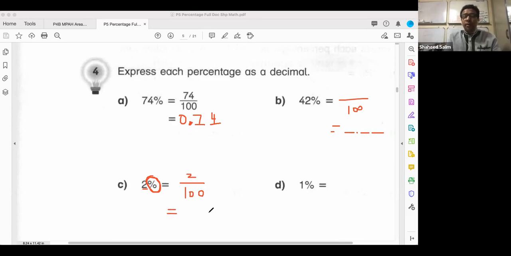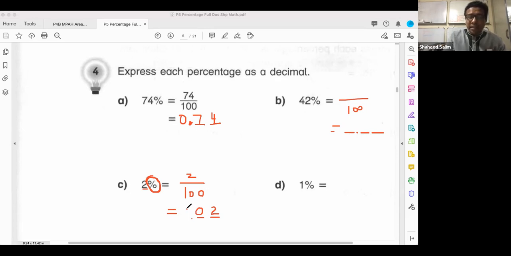Watch out, Mara. Down here there's 2 zeros, right? If there's 2 zeros, you put 2 blanks. Put a dot down here. Then you put the 2 down here. Shalina, Izzat, Naomi, can you see now? You put the 2 down here. Yes.